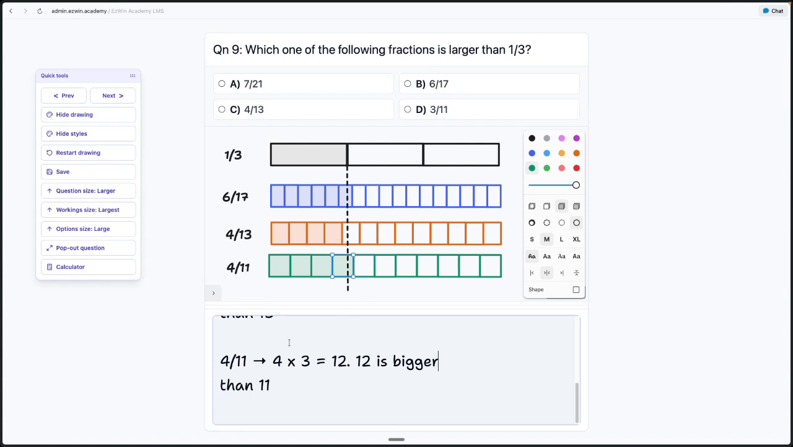So this is something to understand a little bit on how to do this kind of comparison question. A bit tricky, but if you understand the logic behind it, it's actually pretty straightforward. All right, so let's move on to the next question.